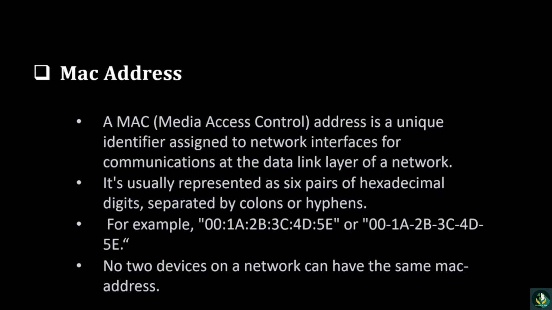So for example, you can see this MAC address 00:1A. Okay, this is in hexadecimal format, right? So this is the colon version and this is the dashes. And no two devices on a network can have the same MAC address. Okay. So what's the key difference between a MAC address and an IP address? An IP address locates a device across networks, while a MAC address identifies the device. So guys, let's see how we can check our MAC address in the Windows operating system as well as in the Linux operating system.